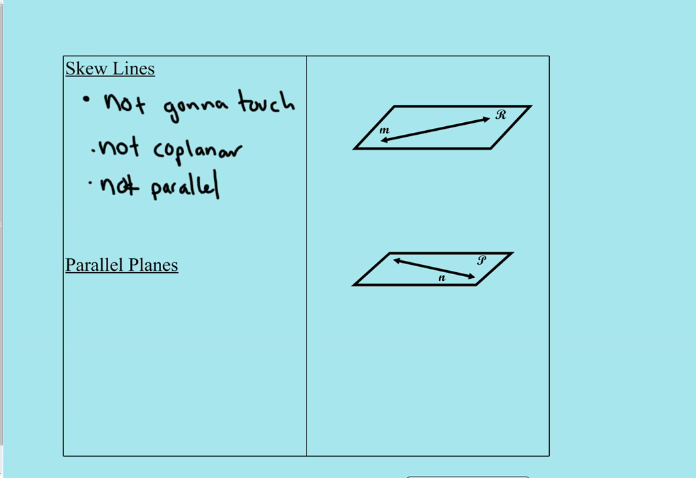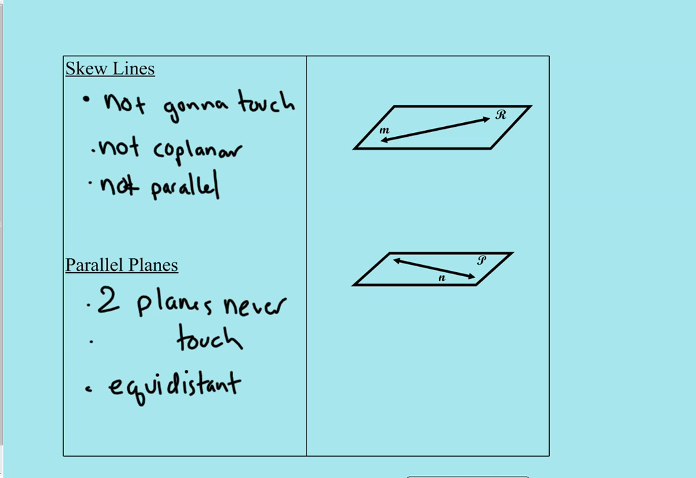Parallel planes are exactly like parallel lines except on a bigger scale. Parallel planes are going to be two planes. Obviously, they're not coplanar like parallel lines are. Two planes that never touch, and once again, always equidistant, as in equal distance apart.